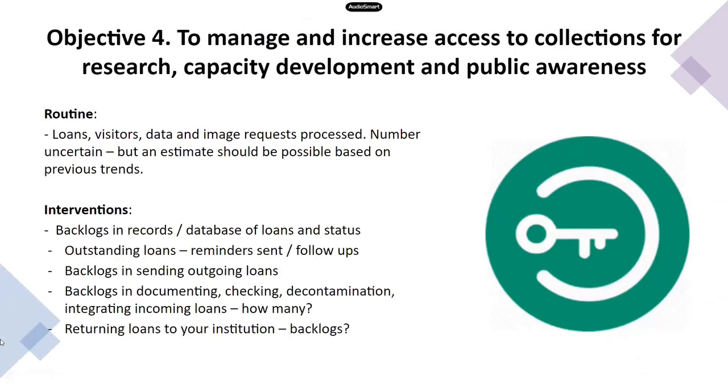Then the fourth objective, to manage and increase access to collections. So your routine, you're always going to have loans, visitors, data and image requests on an ongoing basis. You won't know how many, but you might be able to estimate based on previous trends. So, you know, we send out 30 to 40 loans. It's going to take whoever this much time in the year to do that. You know, we get so many visitors. So you put those in your plans, even though they're not within your control, but it's a time commitment.